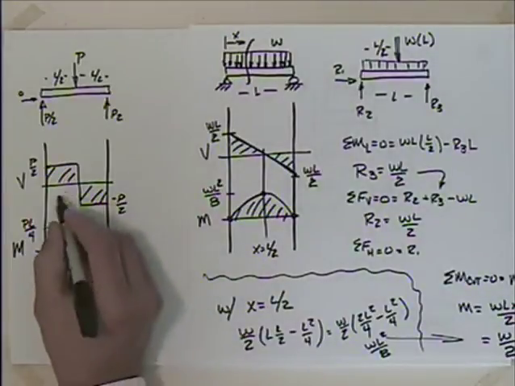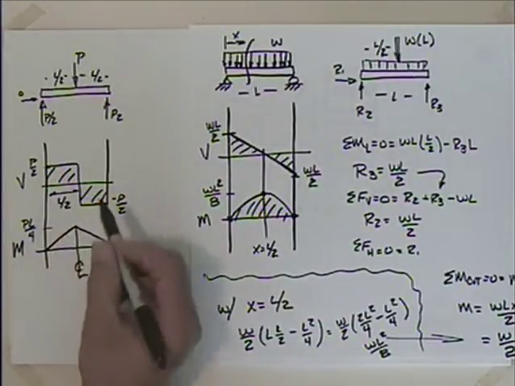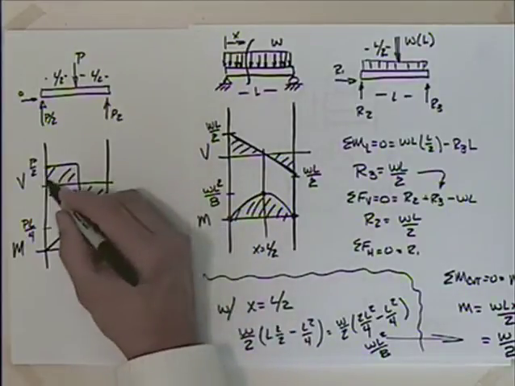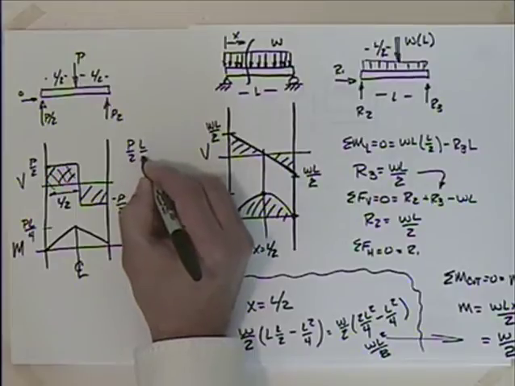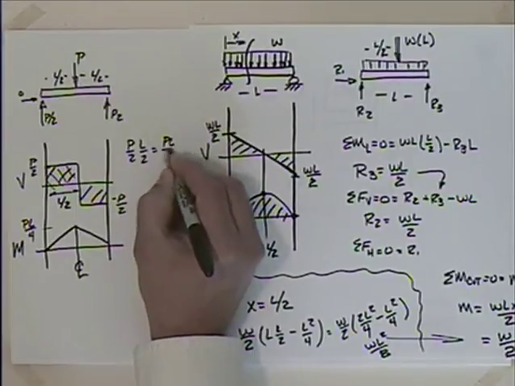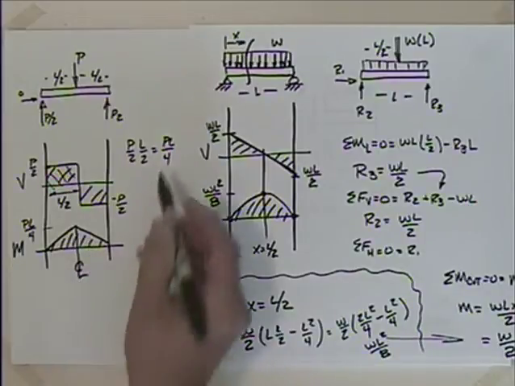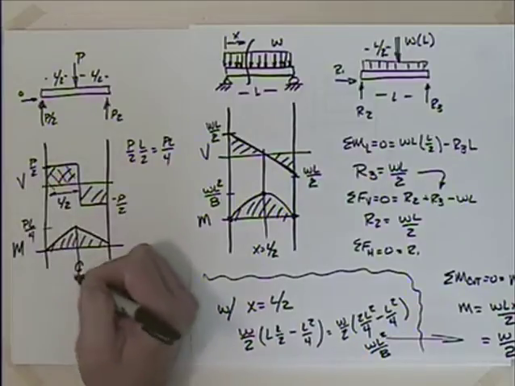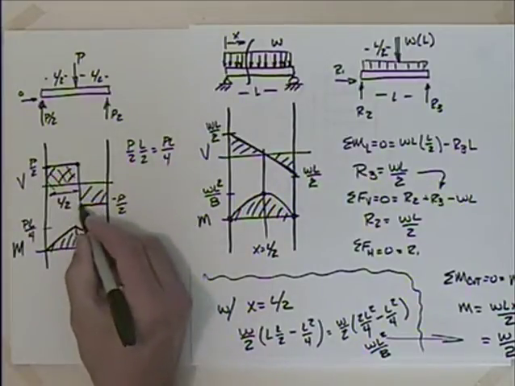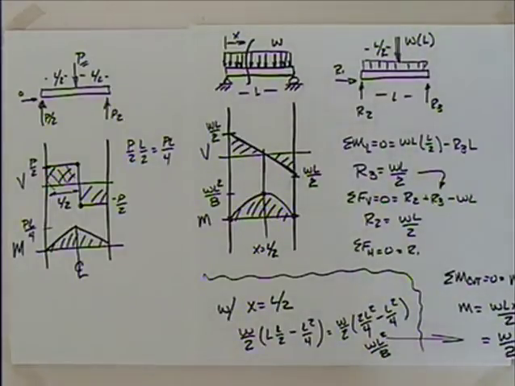Okay, because this distance here was L over 2. And we noticed that the area under here was P over 2 times L over 2, PL over 4. It's also kind of interesting here that we had this reaction P over 2, and that's what the shear was there. And the difference between this one and this one is what? P, isn't it? Okay. So none of those are coincidences.